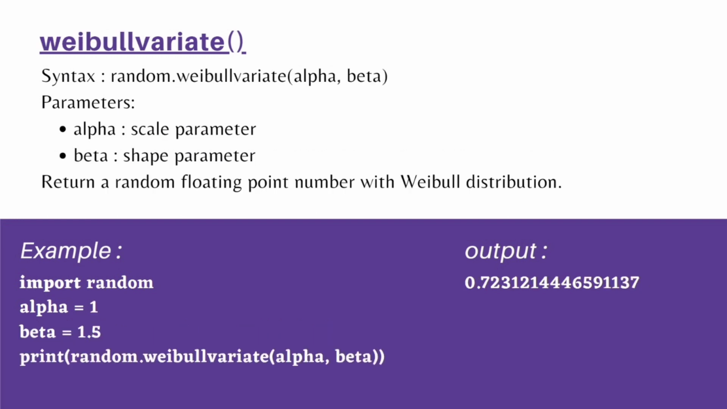Weibullvariate. Syntax is random.weibullvariate(alpha, beta). Parameters are alpha equals scale parameter, beta equals shape parameter. Returns a random floating point number with Weibull distribution.